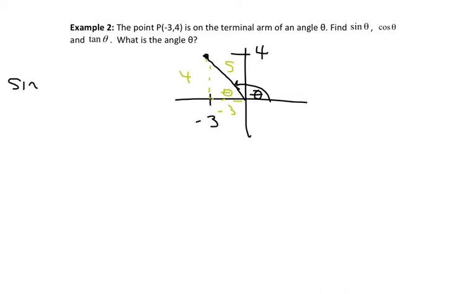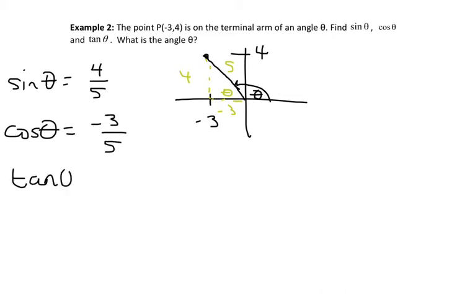So sine theta is going to be 4/5. Cos theta is -3/5. Tan theta is -4/3. Okay, so sine, cosine, and tangent are ratios.